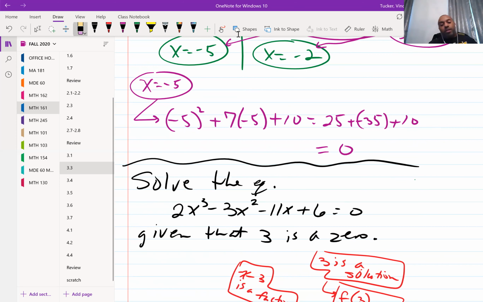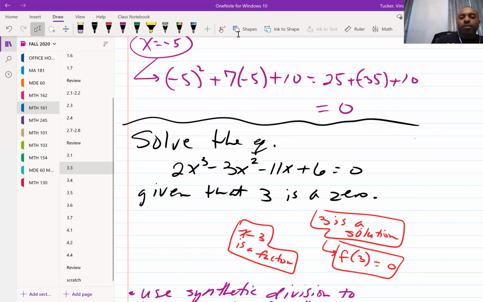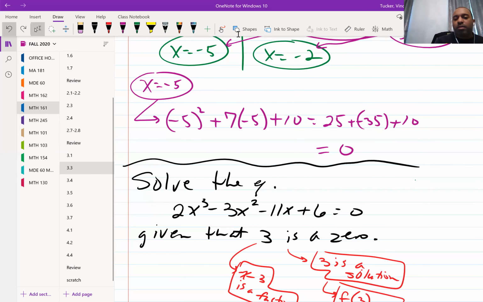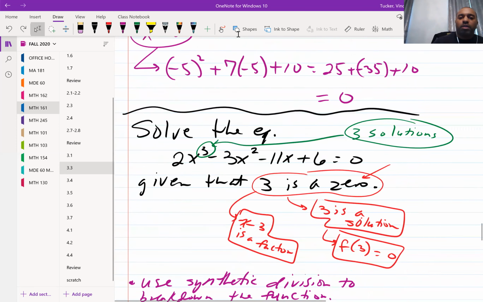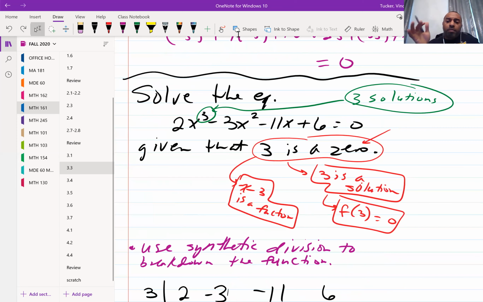All right, so before we get started with this, there are certain things I do want to point out. We're going to have 3 solutions. The highest exponent on our variable is 3, so we should get 3 solutions. And 3 is a solution. It says 3 is a 0, that means 3 is a solution. That means when I plug 3 into the function, I get 0. And that means x minus 3 is one of our factors. Remember I said to use the opposite sign when you plug it in or use it with the x. So x minus 3 is a factor. And when I plug 3 into my function, I should get 0 out. That also means when I do synthetic division, the remainder is going to be 0.